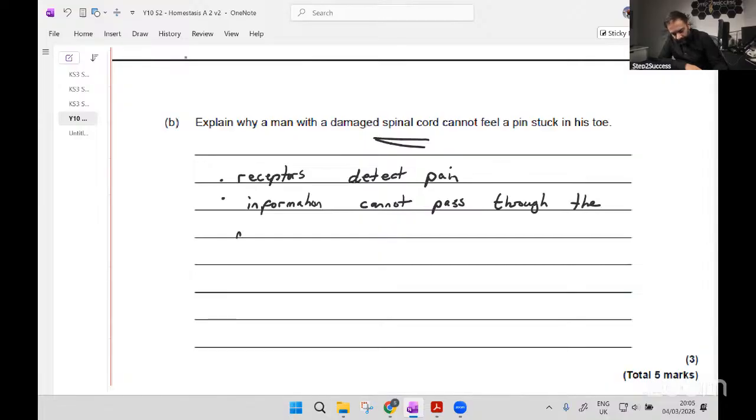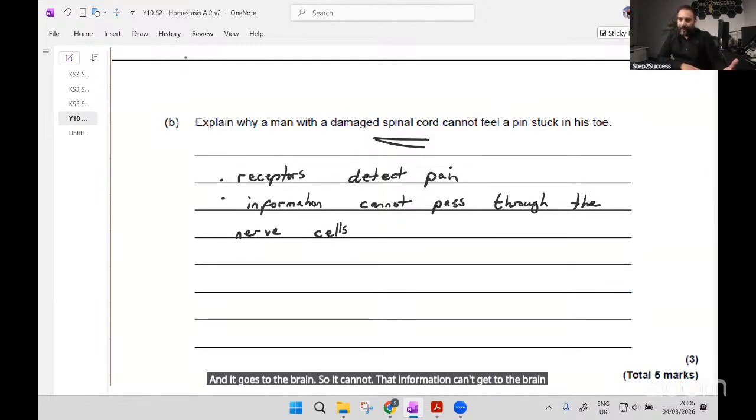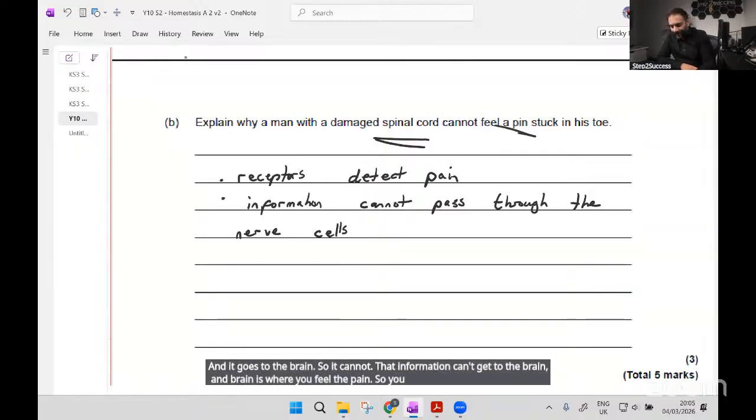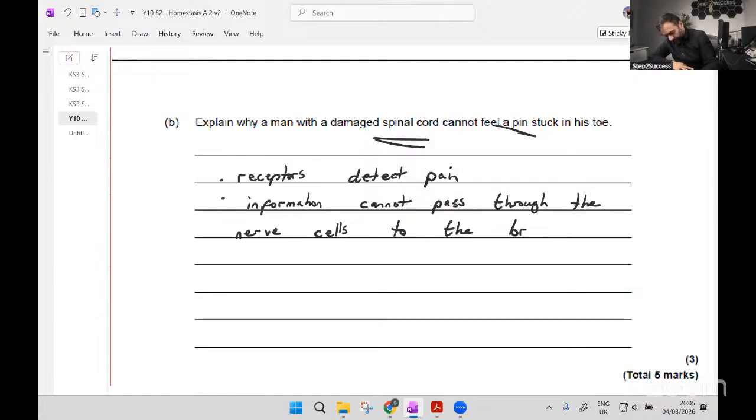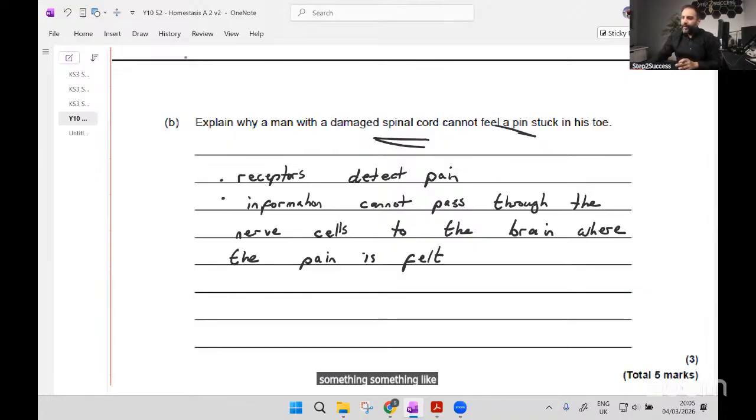And it goes to the brain. So that information can't get to the brain, and the brain is where you feel the pain. So you're not going to feel any pain because the information that needs to get to the brain can't get there. Something like that should be enough. 4B and 6B.